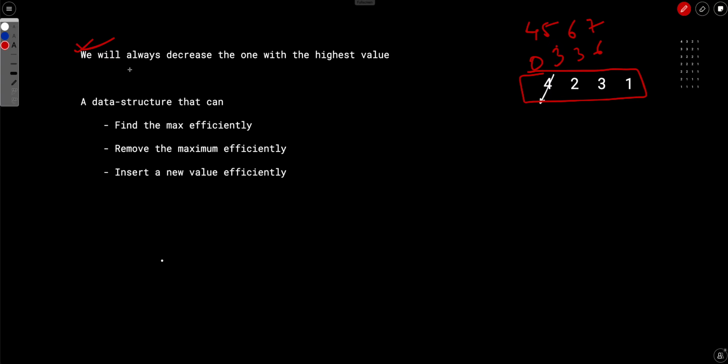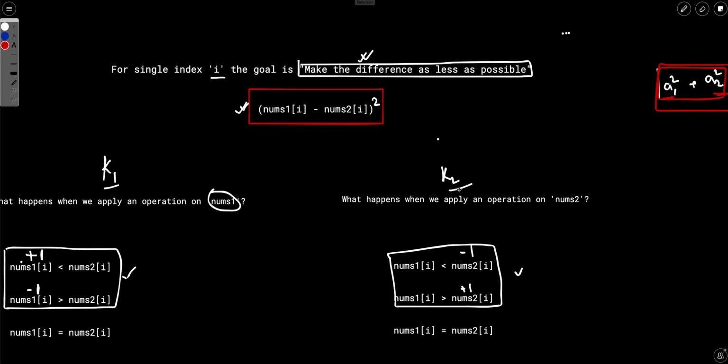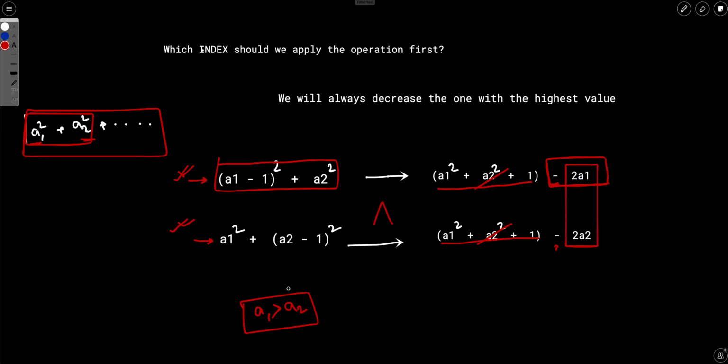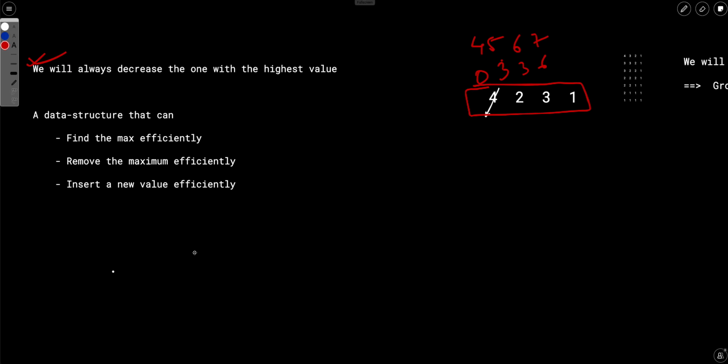Now once we have the differences, we can just use this array to find out our answer. Like we have just discussed some time back, we can always decrement 1 from this difference irrespective of whether we apply the operation on nums1 or nums2, right? Then we discussed that we will apply the operation on the number which has the highest value. Now what we actually want is a data structure that can find the maximum efficiently, because we want to apply the operation on the maximum value, right? And we have to remove this maximum element from this set, because once we have applied the operation on the maximum element, that element will be decremented by 1. So let's say we apply the operation on 4, this 4 will become 3.